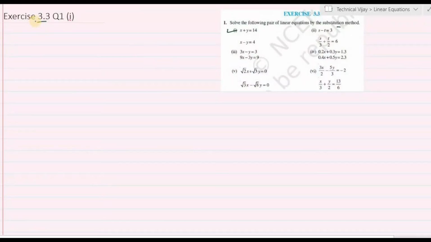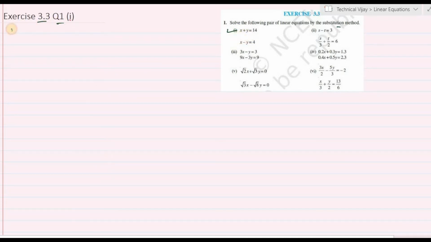So welcome students. Today we will see exercise 3.3, question number 1, in that first portion. Solve the following pair of linear equations by substitution method. As the name suggests, substitution is nothing but we have to substitute one of the variable values in another equation so that we can find out the values of x and y.